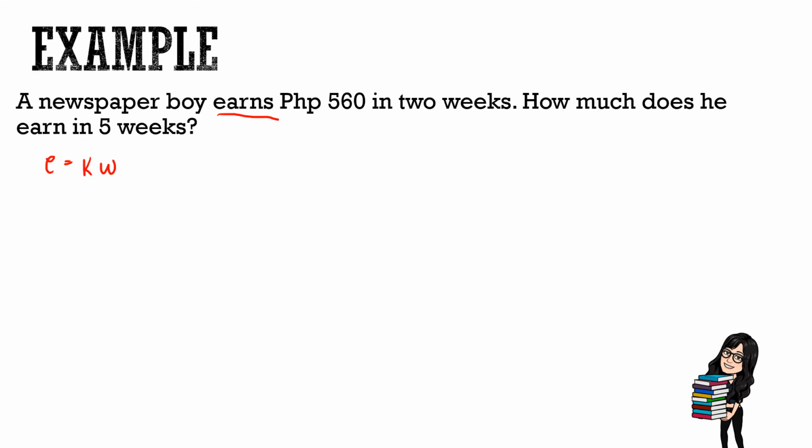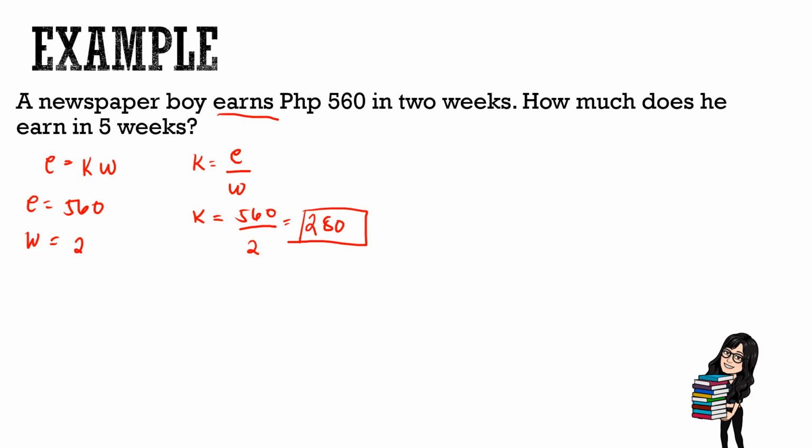Now, remember that the earning of the boy is 560. So I can write this as E is equal to 560 and he earns that within 2 weeks. So W is equal to 2. Now we can use these values to find for k. So your k is equal to E all over W. Substitute the given values. So we have k is equal to 560 divided by 2. Dividing it, k now is equal to 280.